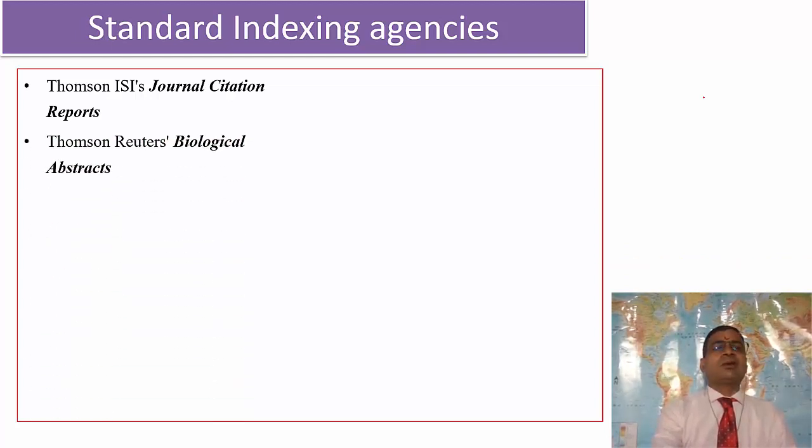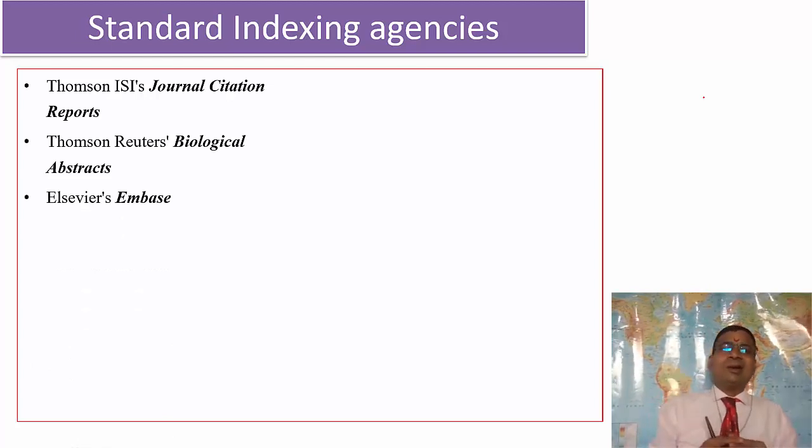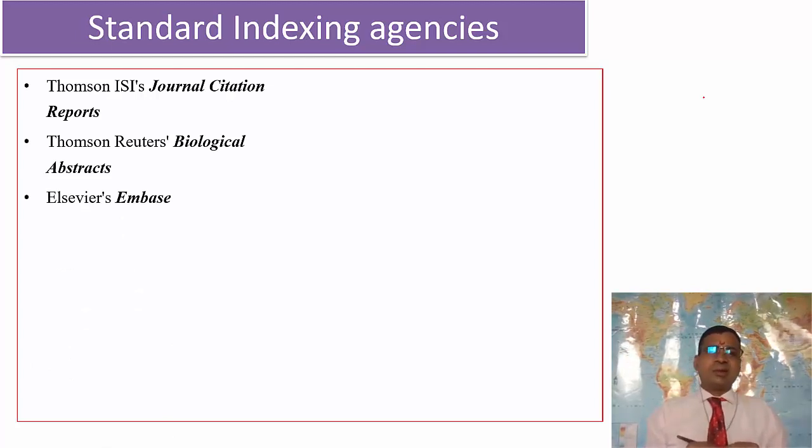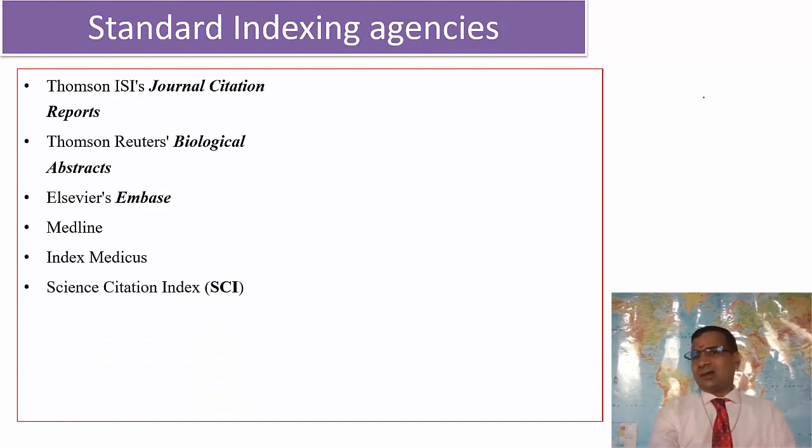citation, that is Thomson Reuters citation, Thomson Reuters biological abstracts. This is another standard indexing agency. It can be included in standard indexing agencies. Elsevier's Embase is there, then Medline, then Index Medicus, Science Citation Index, that is SCI. This is also one of the important standard indexing agencies.